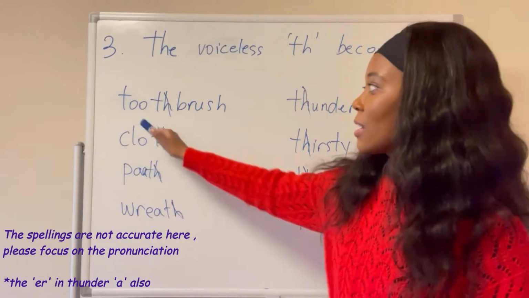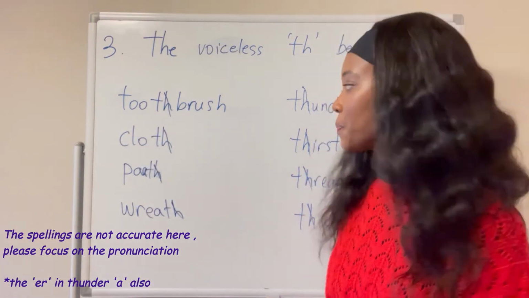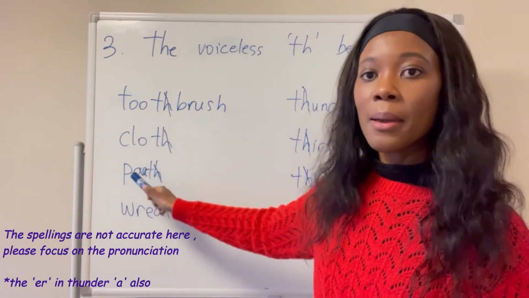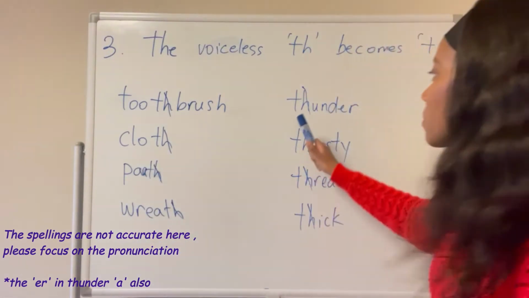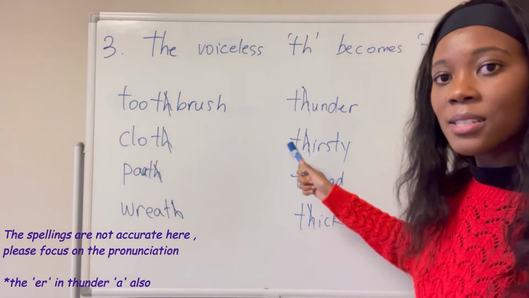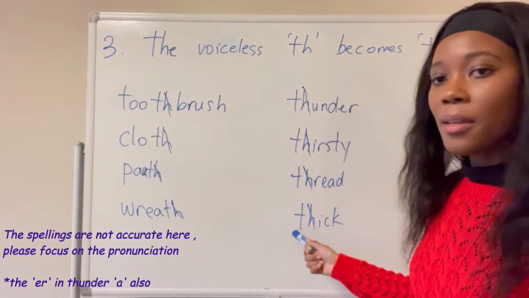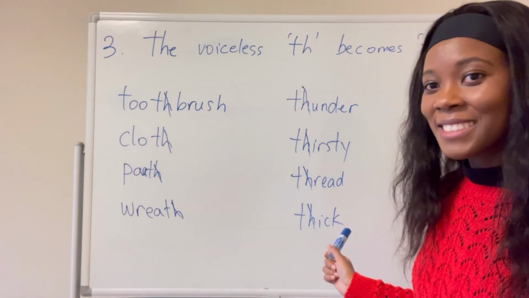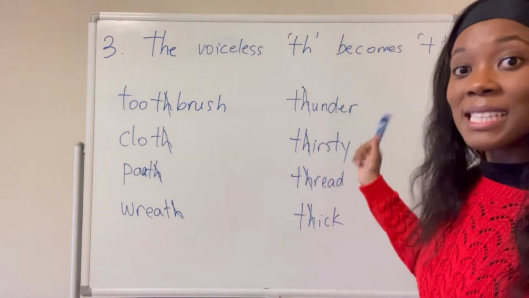So English, toothbrush, Jamaican Patois, tuthbrush. Cloth, clot. Path, pat. Wreath, wreat. Thunder, tunda. Thirsty, tirsty. Thread, tread. Thick, tick. So that's hint 3. Voiceless TH becomes T.